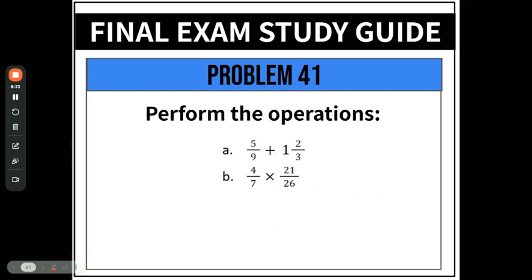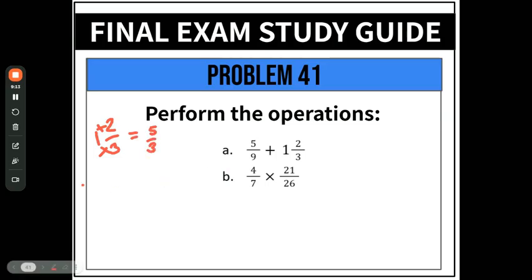Problem 41. Perform the operations. Alright, so for the first one, we are adding a fraction and a mixed number. So I'm going to start by converting that mixed number to an improper fraction, just so I can add all fractions. So 1 and 2/3, we're going to use the technique that we just used on the previous slide. So times here plus here. 3 times 1 is 3. Plus 2 gives me 5. So 5 over 3.